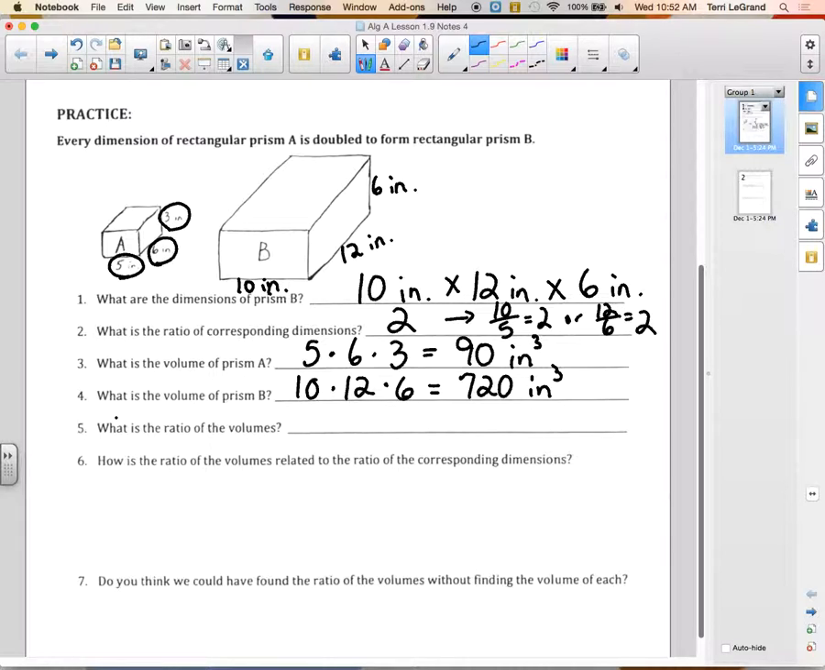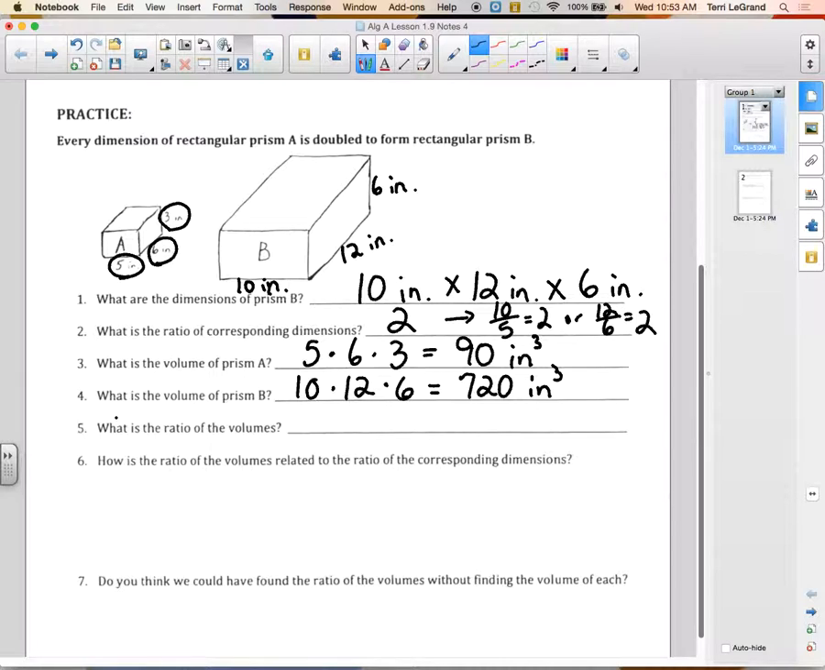Okay, did you get 720 inches cubed? Yep. Did that prism get bigger? Yes. Should it have? Yes. Okay. We doubled the dimensions. Does it look like the volume doubled? No. Does it look like the volume got 2 times 2, 4 times bigger? How can we figure out how many times bigger it got?